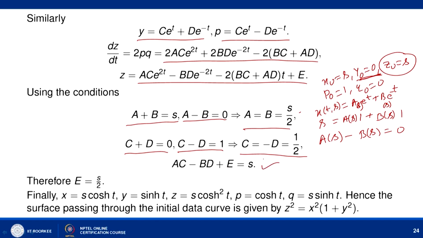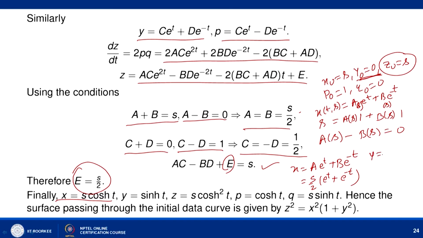We already have a, b, c, d, so we can find out the value of e, and that is given by e equal to s by 2. So what we have now is this, x equal to a e to power t plus b e to power minus t. A and b we already know, so it is nothing but s by 2 (e to power t plus e to power minus t). So we can write this as s cos hyperbolic t.